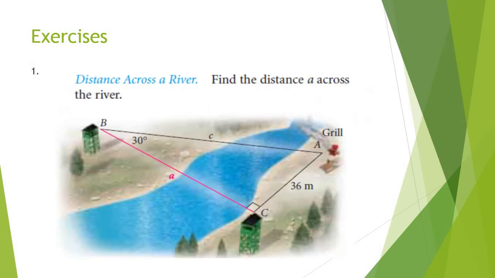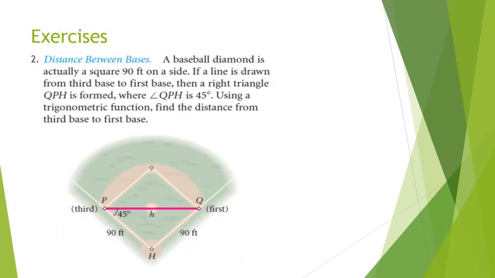And another thing, you're going to answer this one. You're going to find the distance across the river. There is already a diagram shown below, you just follow the diagram. You're going to find the distance from B to C. Then another one is you're going to find the distance between the bases, from the first base to the third base. What is the distance of the first base going to the third base?